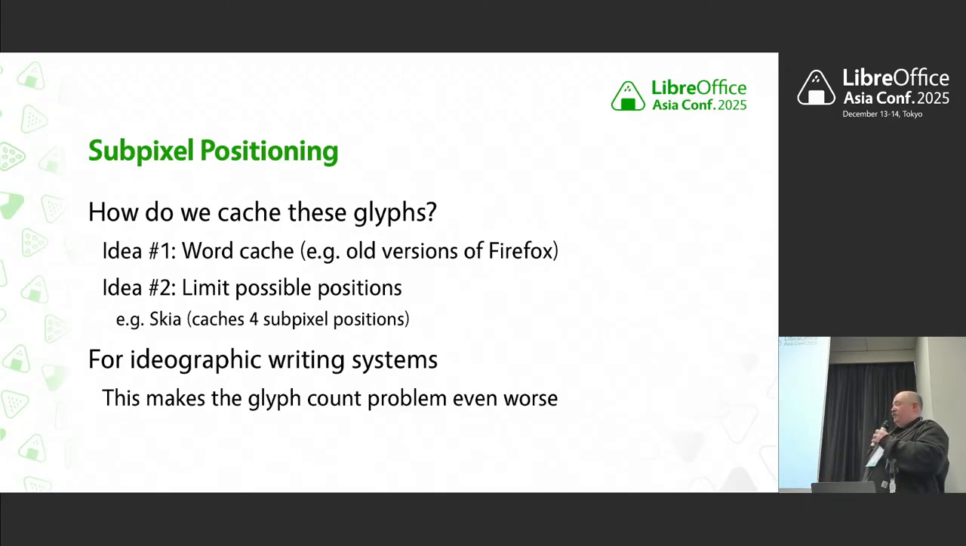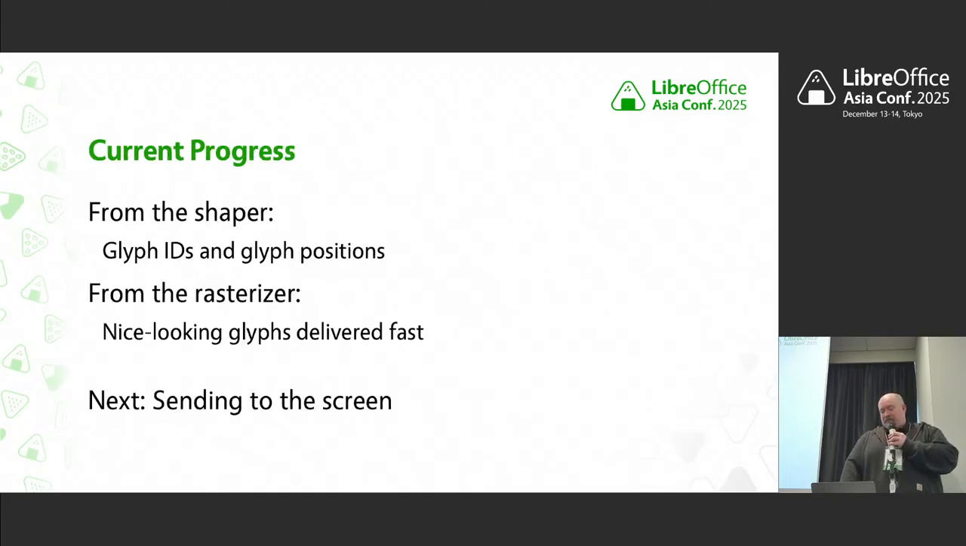That is very inefficient. Modern implementations tend to limit the possible subpixel positions of a glyph to some reasonable number. For example, in Skia, they will cache 4 subpixel positions. And unfortunately, as we discussed previously for caching with ideographic writing systems, this makes the problem even worse. So now we have, for any arbitrary text, any arbitrary language, possibly 4 times as many glyphs to cache.